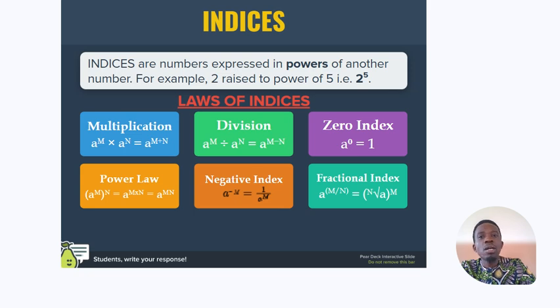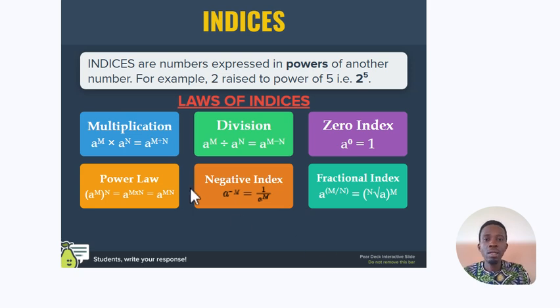But before we can solve questions on indices, there are laws guiding indices, so that's why we call them laws of indices. We have the multiplication law, the division law, the zero index, the power law, the negative index, and the fractional index. So let's start with the multiplication law.